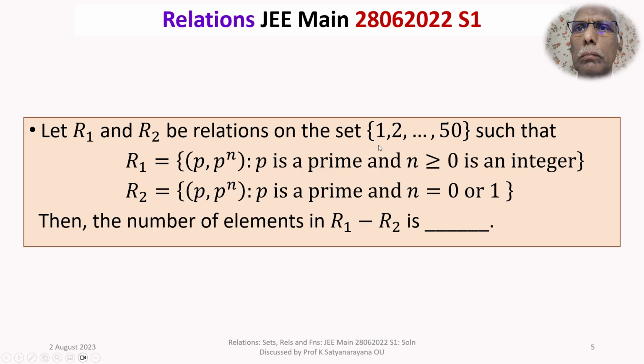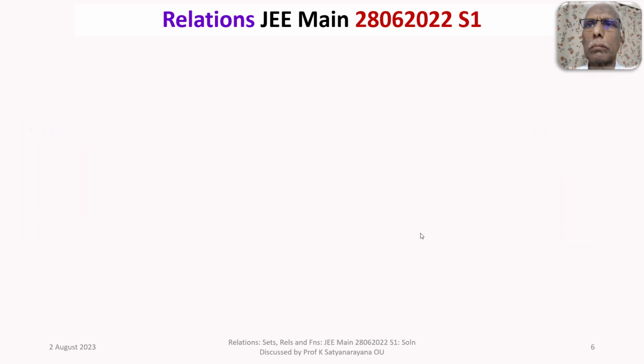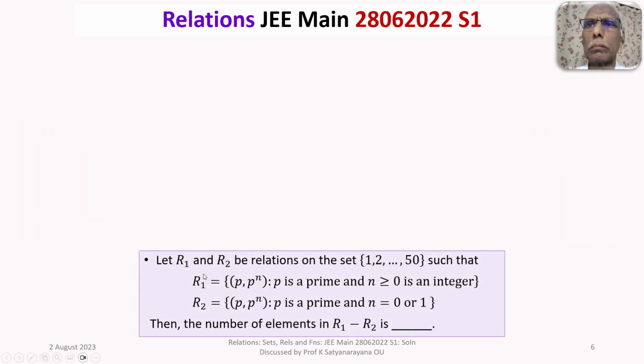so we are given a set consisting of positive integers 1 to 50 and we are given two relations R1 and R2. Those relations are on this set and R1 is given like this, R2 is given like this. Required to find the number of elements in R1 minus R2. This is the given question for reference. We now discuss the solution of the problem in detail.